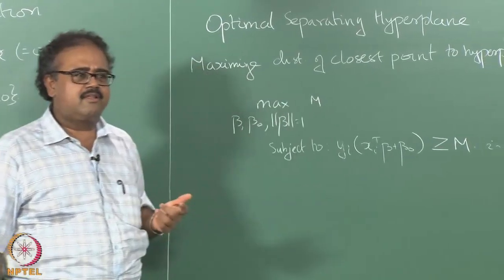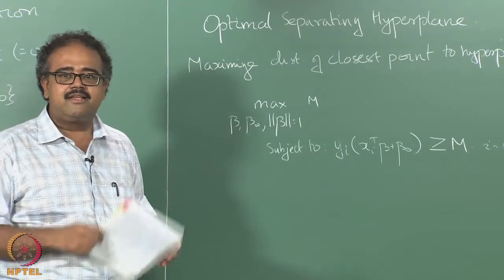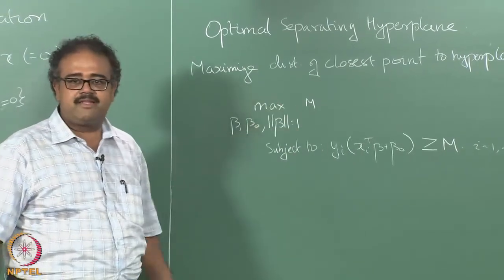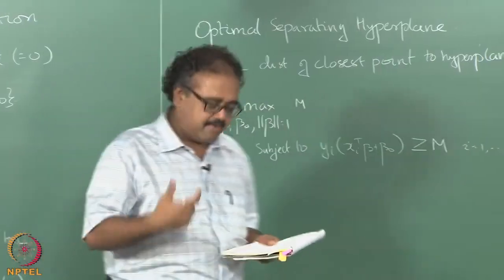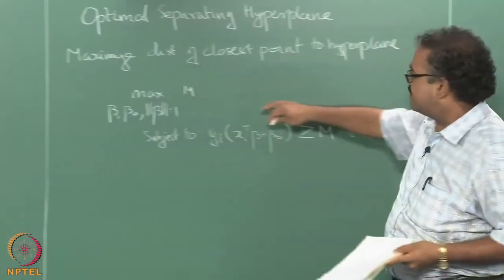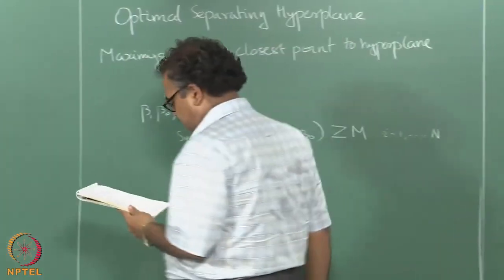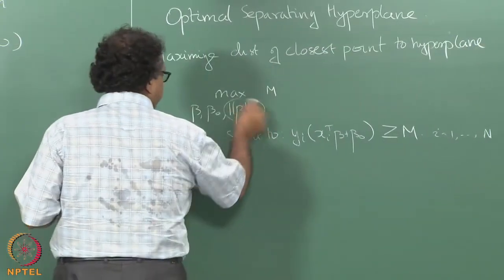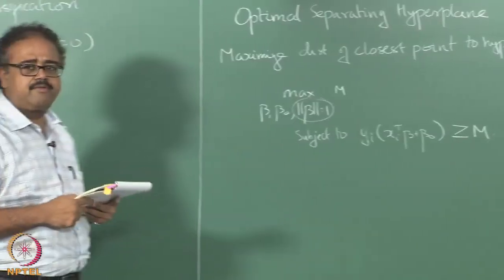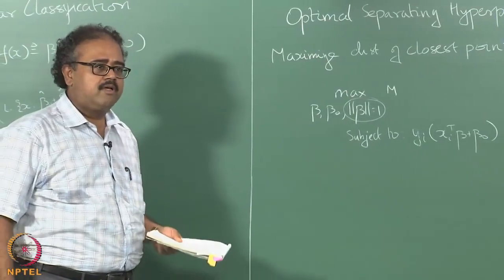Whatever m you end up with, right? So whatever is optimal m for this will be the distance of the closest point, and that will be the margin. So that is why essentially what you are doing is you are directly maximizing the margin, okay? So we have this constraint that norm beta should be 1, right? Because we don't want the solution to blow up arbitrarily.